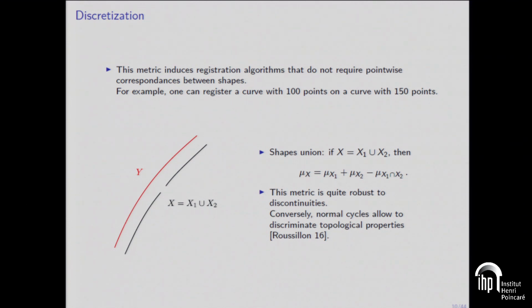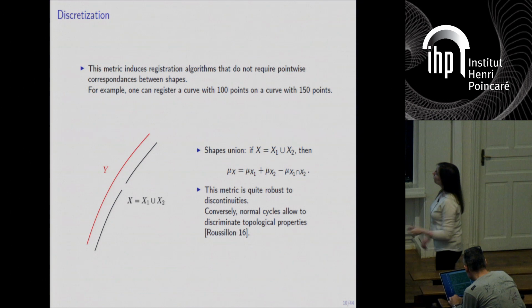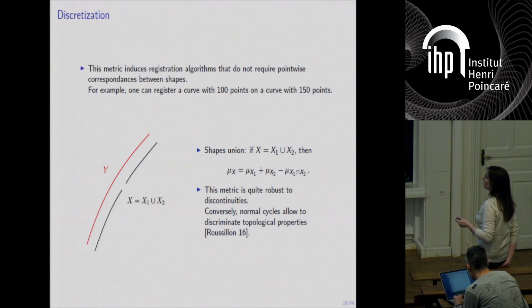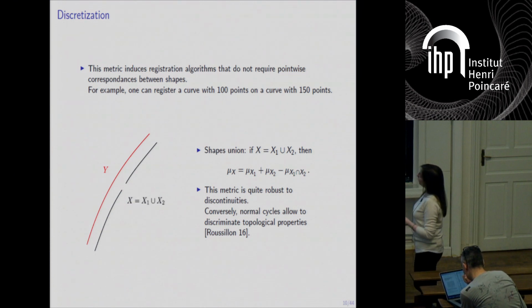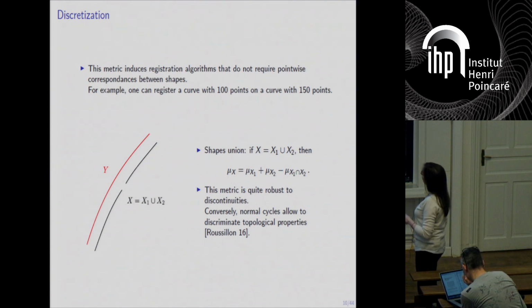A second property that I mentioned earlier is that the union of two shapes is just the sum of the associated distributions minus the distribution of the intersection. And the metric that we have built here is quite robust to discontinuity. So here, when you integrate the mass of y against the union of the two segments, you see that you are not very sensitive to this discontinuity. Conversely, if you want to discriminate this topological irregularity, you should stay for the talk of Johan that will present normal cycles.